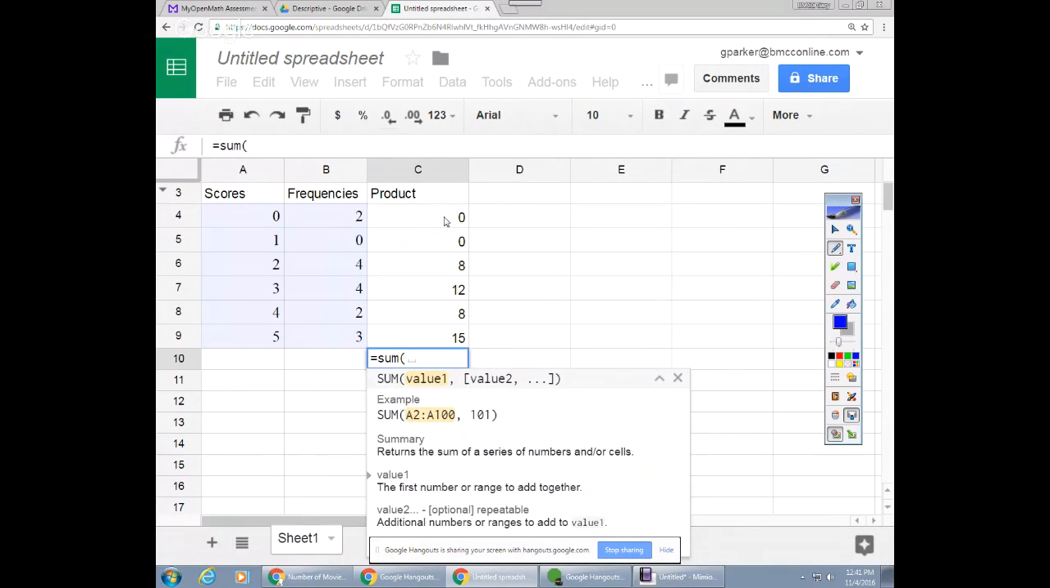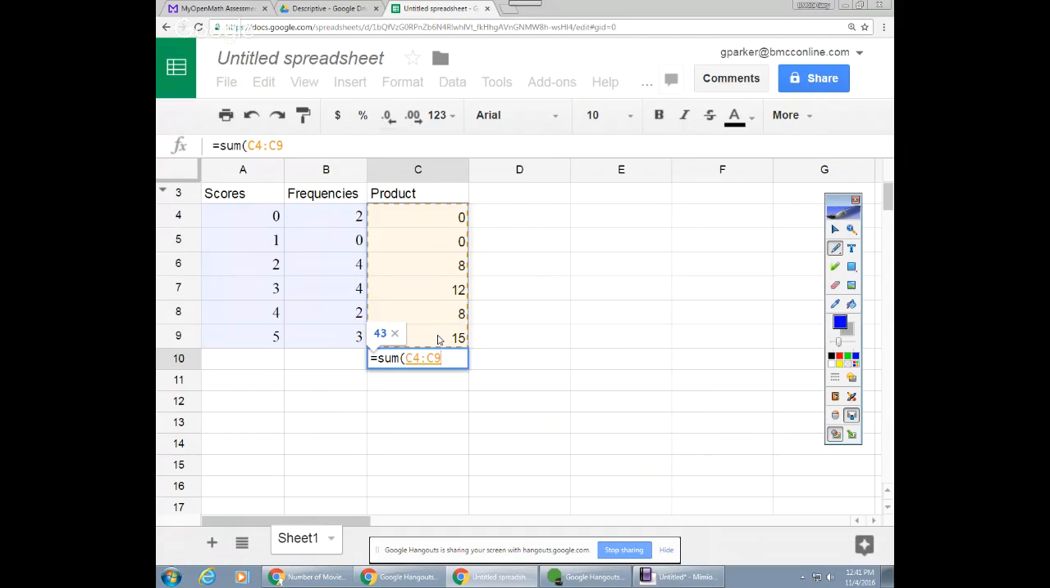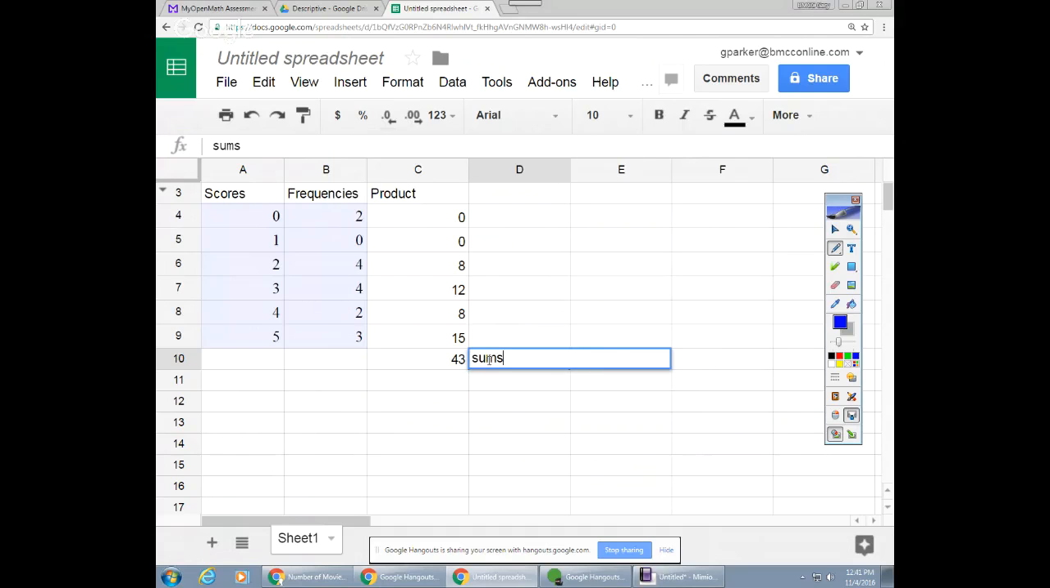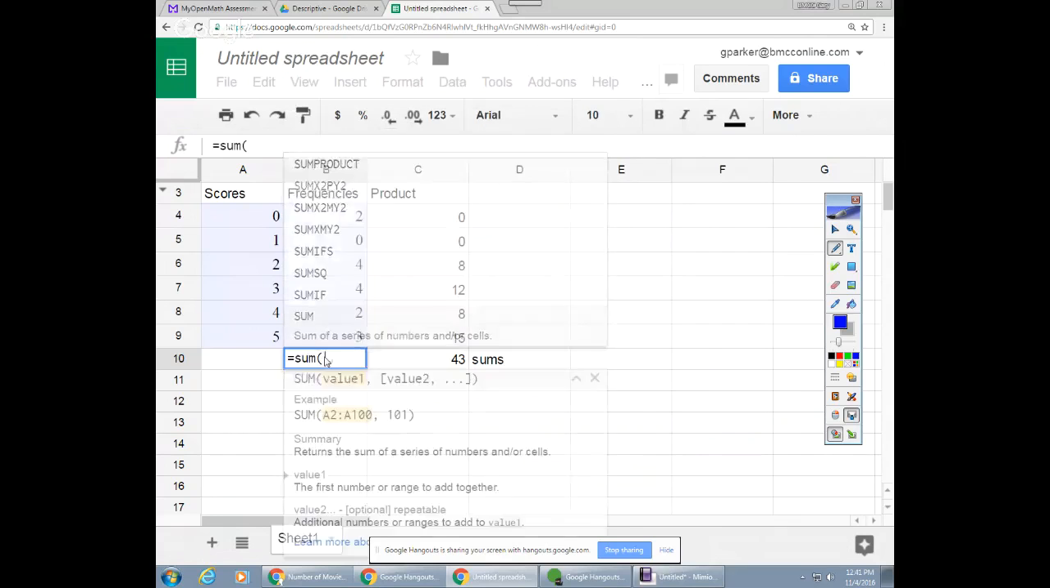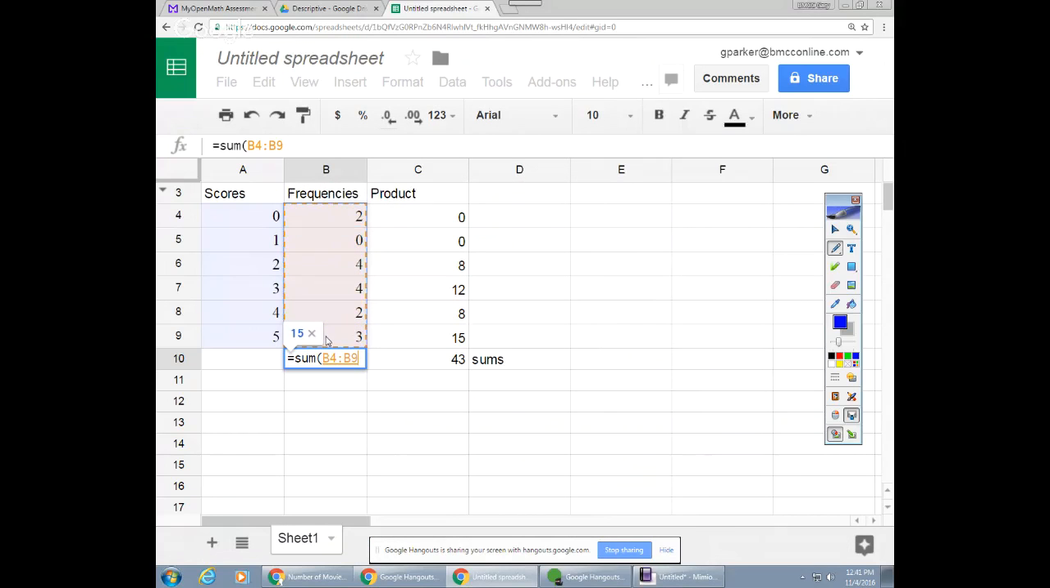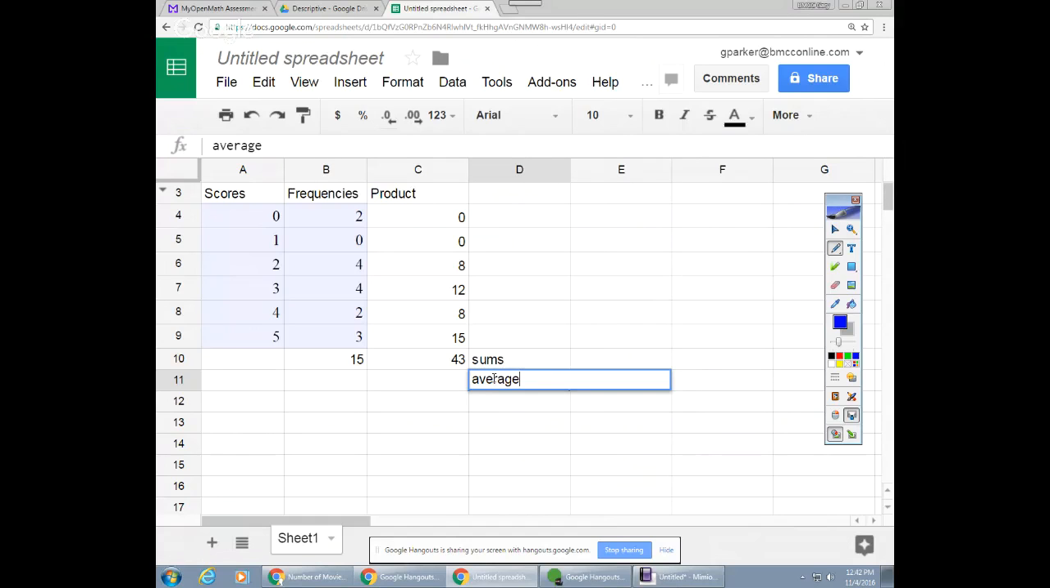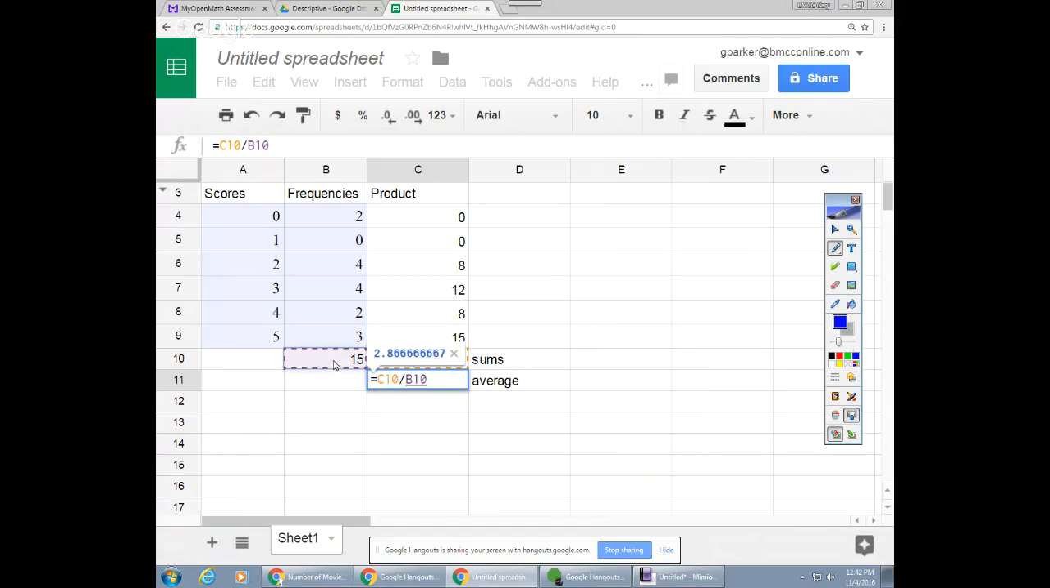So let's see, oh yeah, I want to sum these guys. So that gives me my numerator, right? How do I get the denominator? I have to add up the frequencies for the denominator. So then I do another sum here. Okay, so I have my numerator here, I have my denominator there. Am I ready to find my average? Yeah. So to find the average, and I'll share this spreadsheet with everybody, I just take my sum of the products and I divide by my sum of my frequencies, and there's the average that we got earlier.